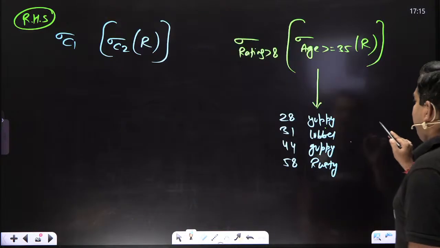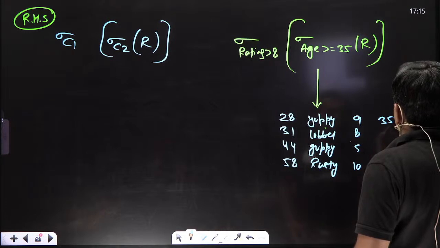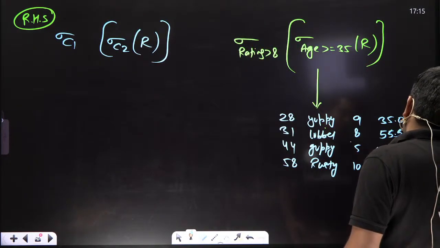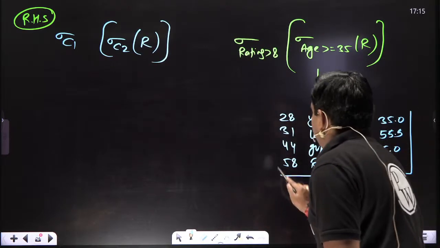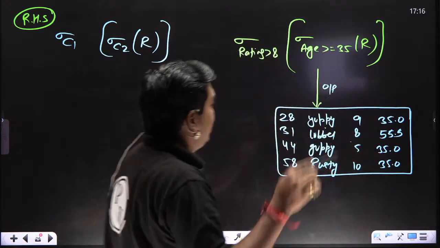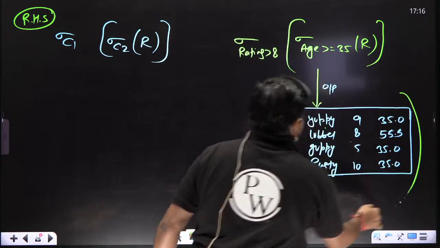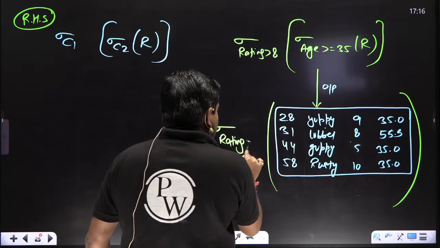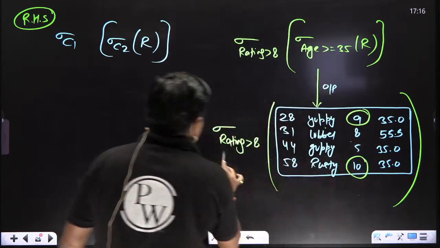With ratings 9, 8, 5, 10, and ages 35.0, 55.5, 35.0, 35.0. This is the inner query output. Are you getting it? Now you have to apply rating greater than 8, then you will get only these two tuples in the output.